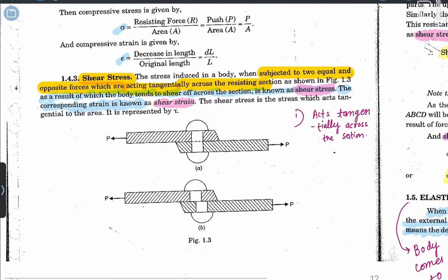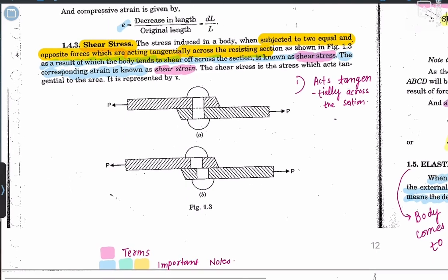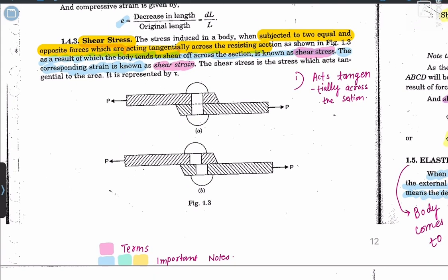Now moving to the shear stress. Shear stress is the stress induced in a body when subjected to two equal and opposite forces which are acting tangentially across the resisting section. So remember, tensile stress always acts perpendicular. Shear stress always acts tangential across the resisting section. As a result of which the body tends to shear off across the section, it is known as shear stress.